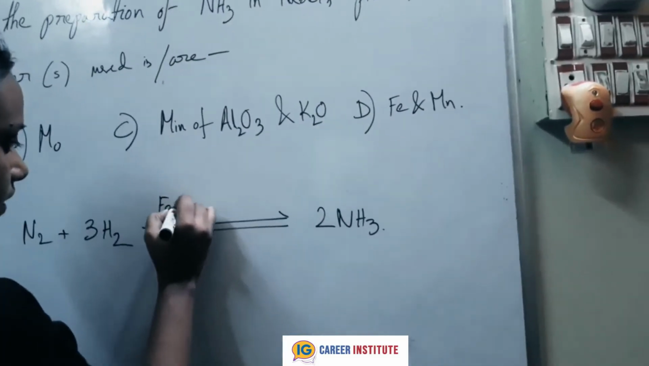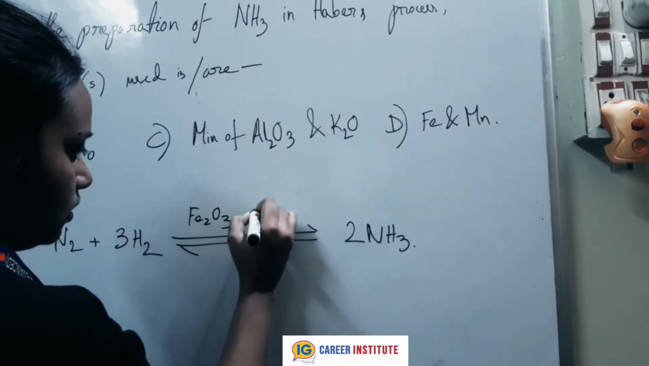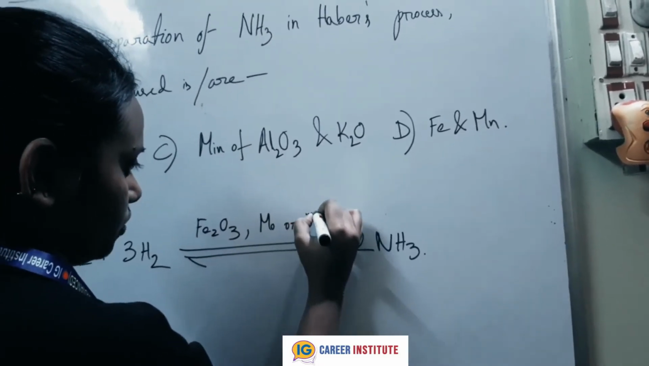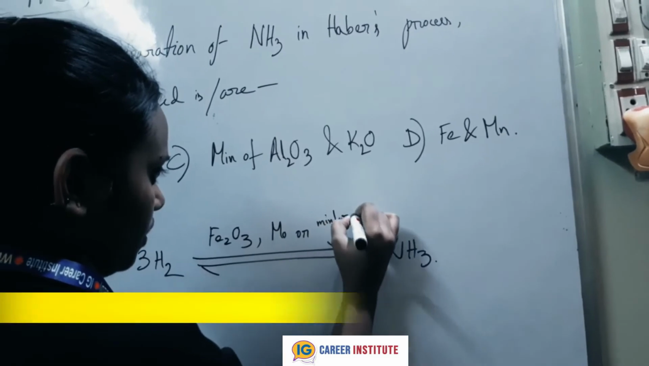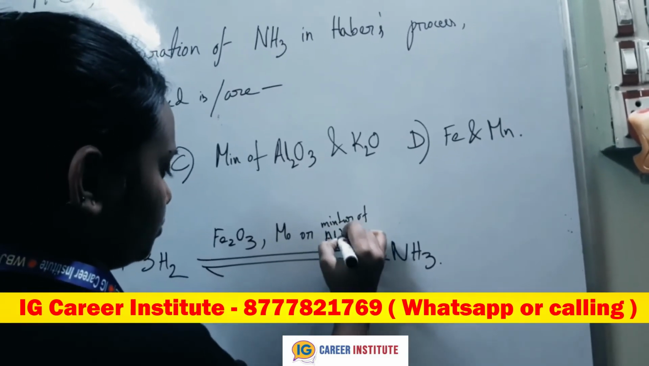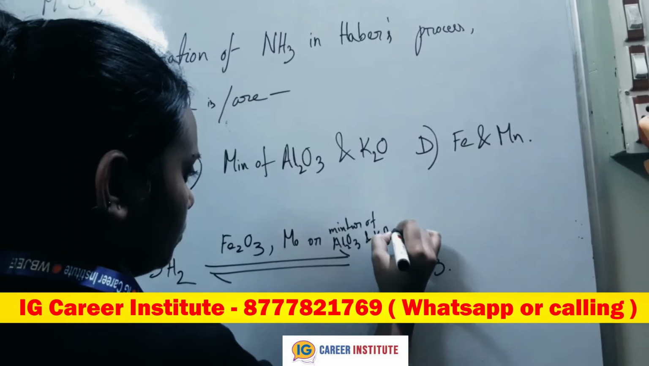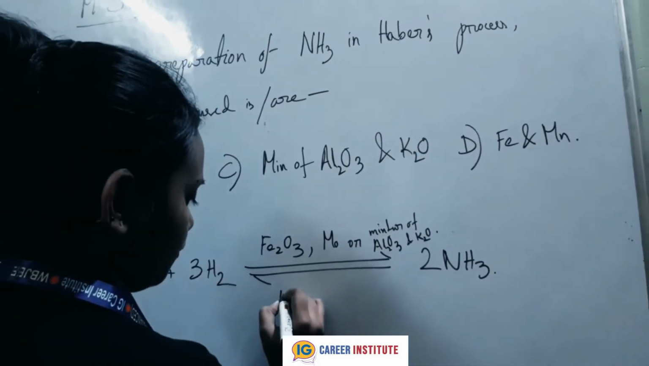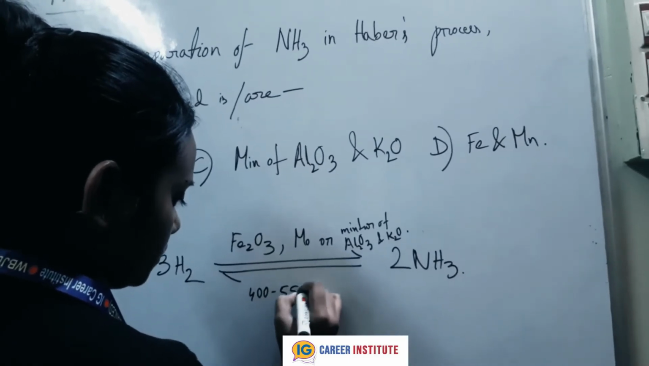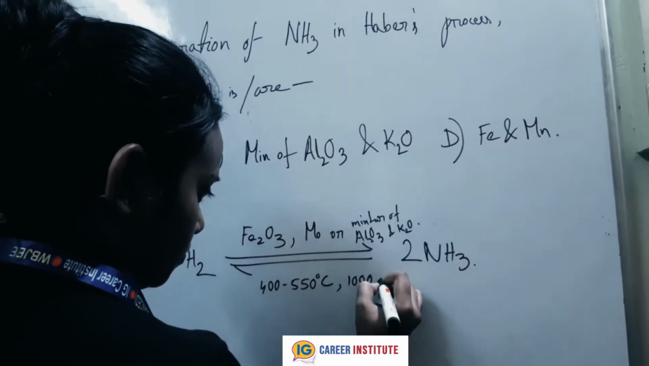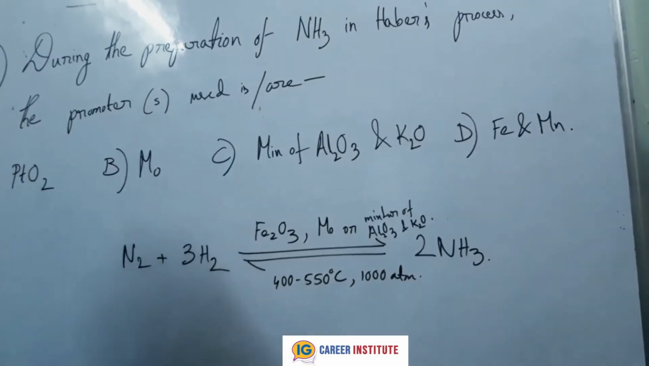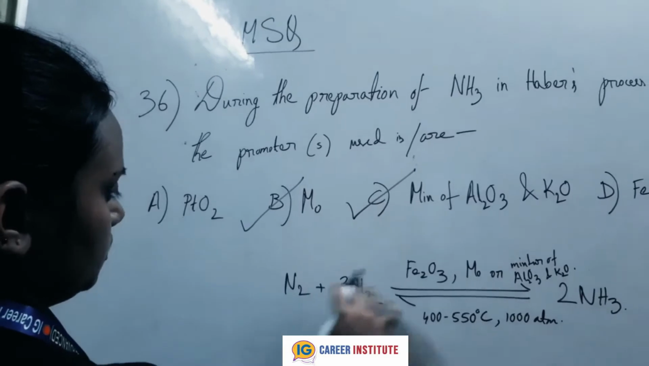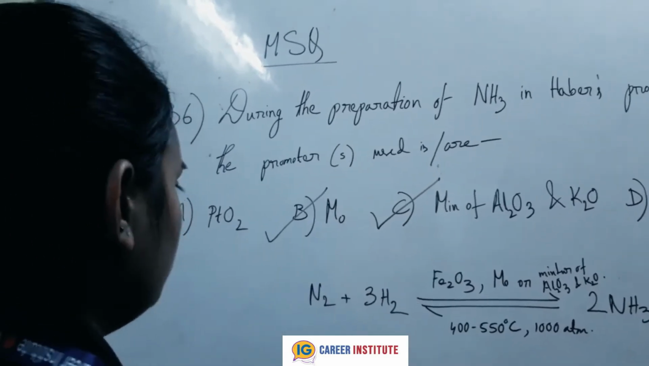And what's the catalyst? Fe2O3. What's the promoter? Molybdenum or mixture of alumina, Al2O3 and K2O may also be used. Either of these two may be used at a temperature of 400 to 550 degrees Celsius and at a pressure of 1000 atmosphere. This reaction is being carried out. So there are 2 options correct, option B and option C, molybdenum or mixture of alumina and K2O.